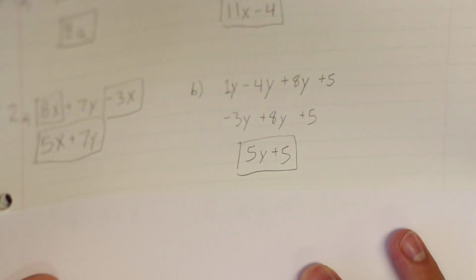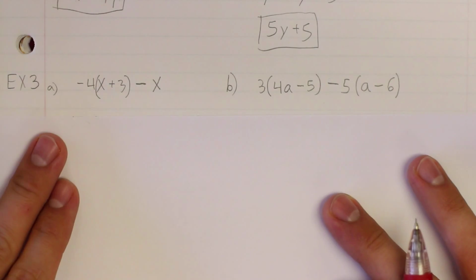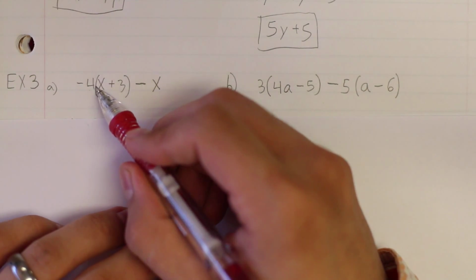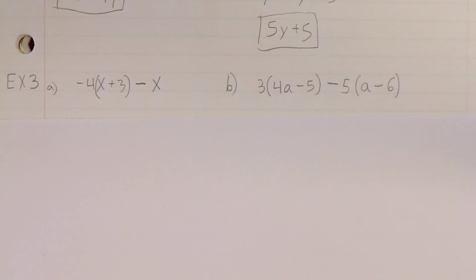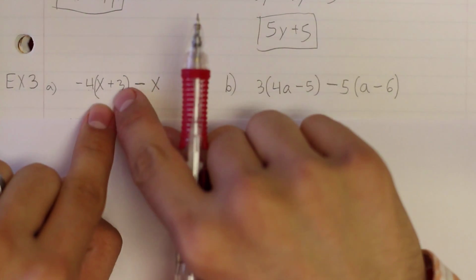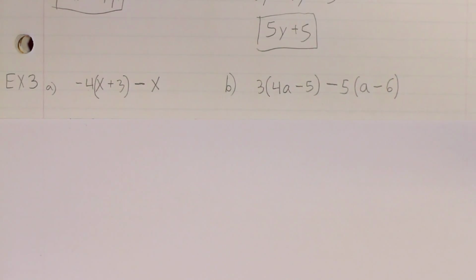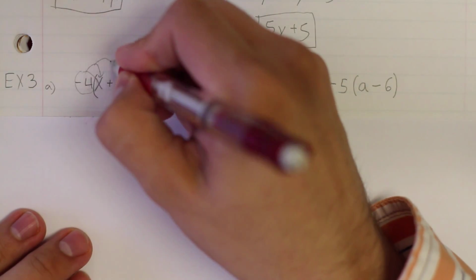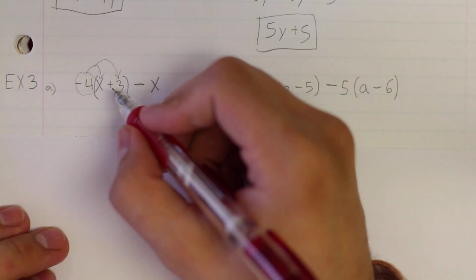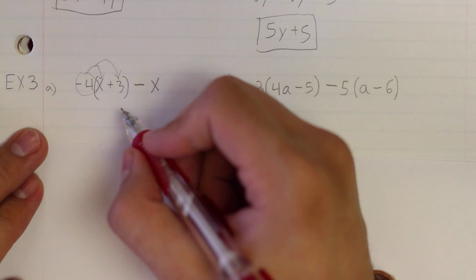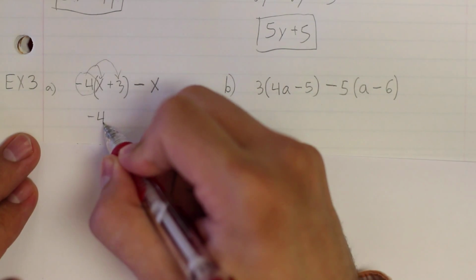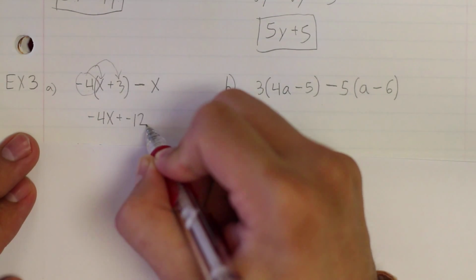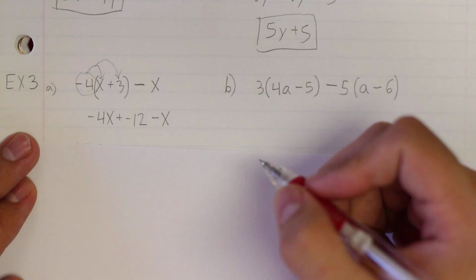Okay? So, let's take a look at the next ones. Ooh, we just got more complicated. So I have a negative 4 touching a parenthesis. You need to think multiply. And when you see multiple things inside there, you need to think distributive property. So I'm going to take that negative 4 and distribute it to the x and the 3. You only distribute to what is inside the parenthesis. So here we get negative 4x plus negative 12 minus x.